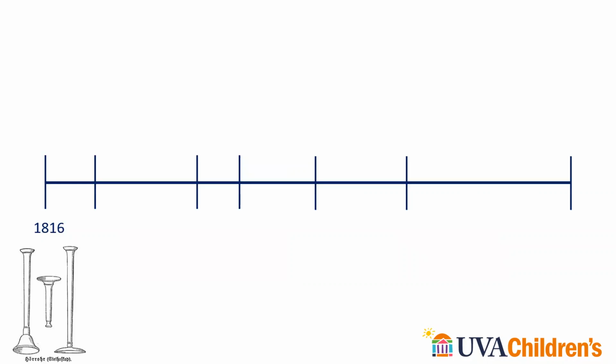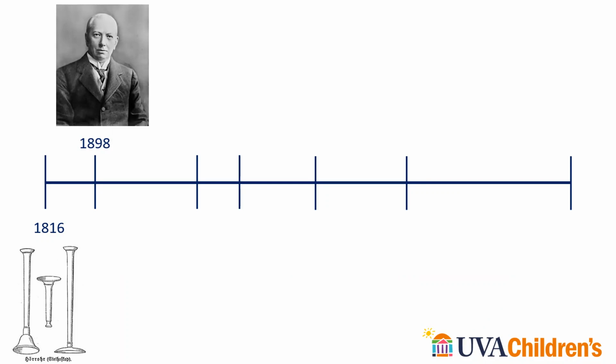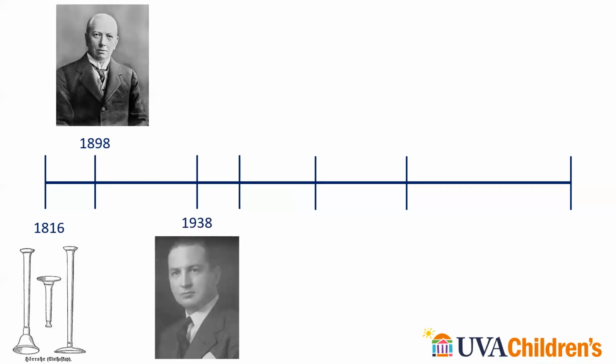So if you look at the last 200 years, how did we get to where we are now? In 1816, the stethoscope was invented by Rene Laennec, allowing for the discovery of heart murmurs and sounds. About 75 years later, in 1898, Dr. Gibbons describes the PDA murmur for the first time as a systolic murmur that is continued beyond the second heart sound.